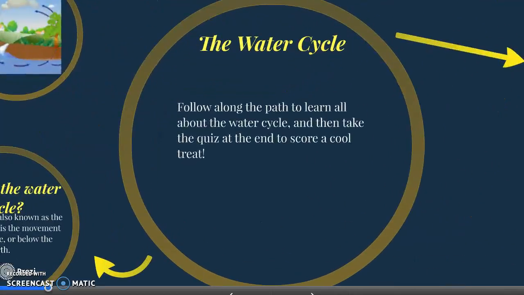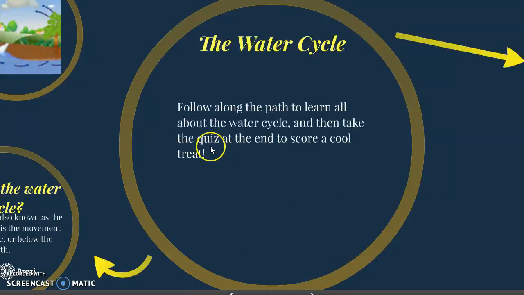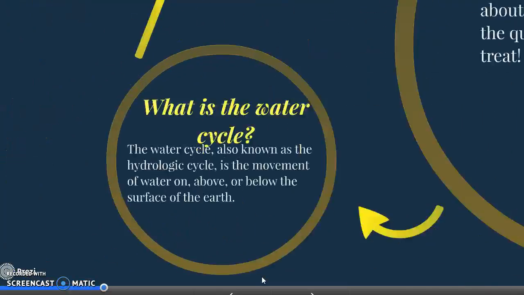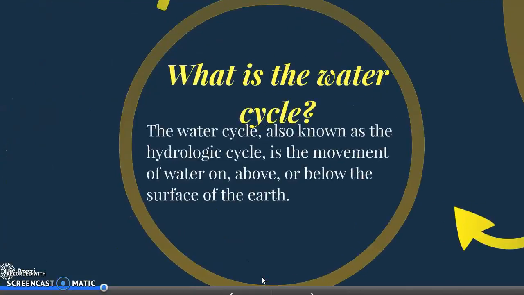The water cycle. Ooh. As you can see right here, there is a cool little quiz at the end. And if you do it and give me proof, you'll get something cool in return. So, what is the water cycle? As we know, the water cycle, also known as the hydrologic cycle, is the movement of water on, above, or below the surface of the earth.